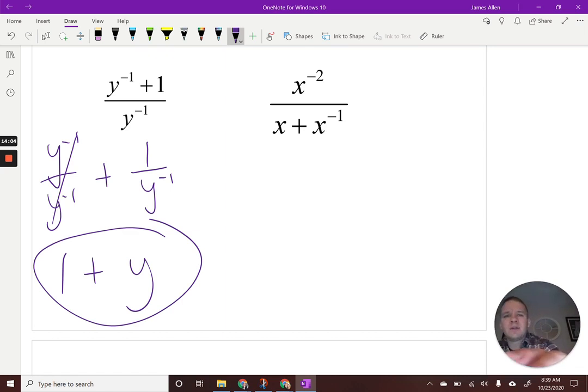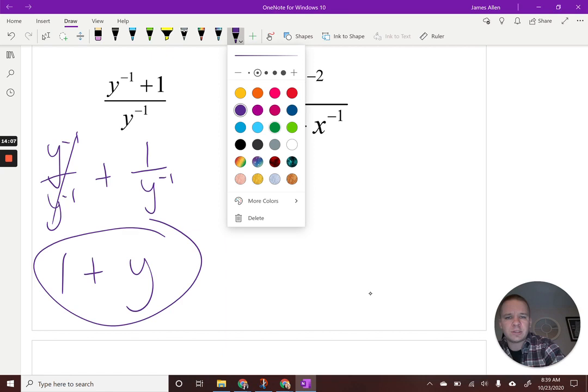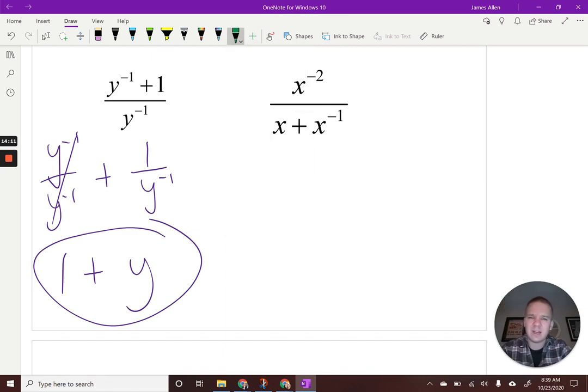So for this one here, there are a couple ways to look at it, and I'm going to show you 2 things here. I'm gonna go green again. All right. So I have x to the negative second over x plus x to the negative first. Now, initially I'm thinking, well, maybe I'll do like 1 over x squared, 1 divided by x. You know, get rid of those negative exponents.